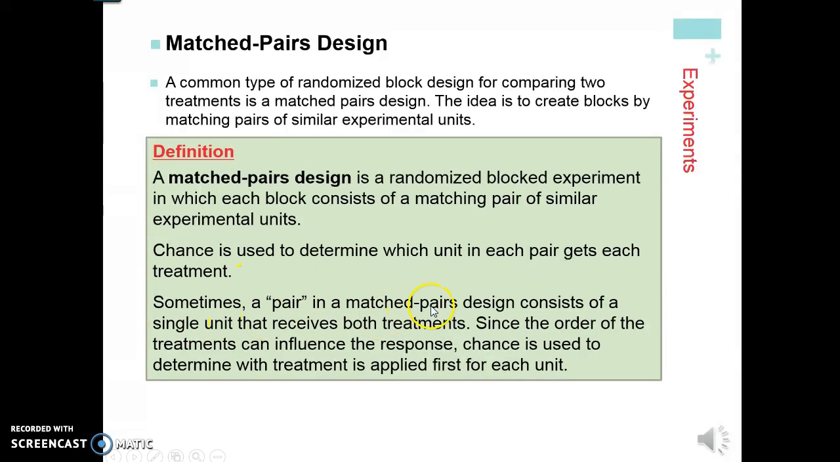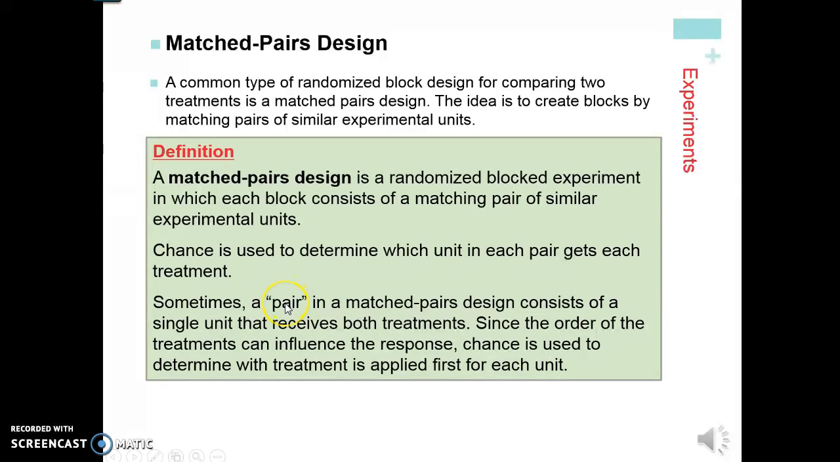Sometimes a pair in a matched pairs design consists of a single unit that receives both treatments. Okay, so a pair could be you doing a before and an after, or you get both treatments because, as the pair, you're similar to yourself. Okay, since the order of the treatment can influence the response, chance is used to determine which treatment is applied first for each unit. So what does that mean? Chance is used to determine which treatment is applied.